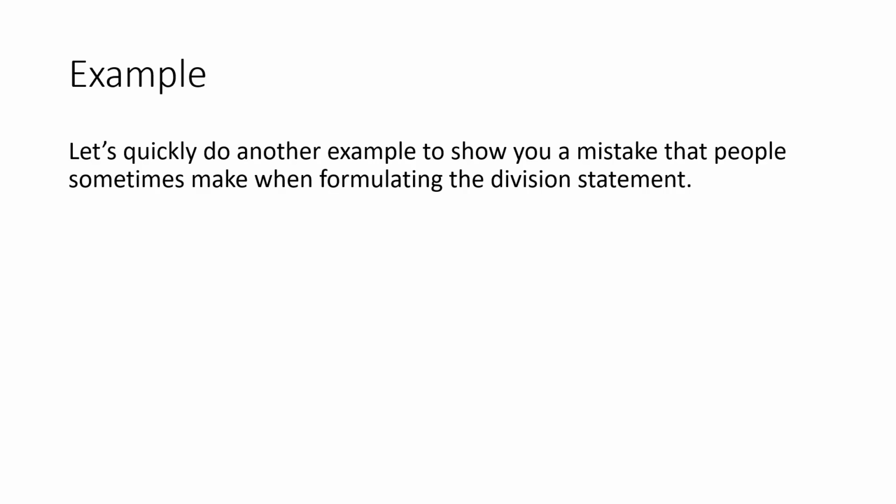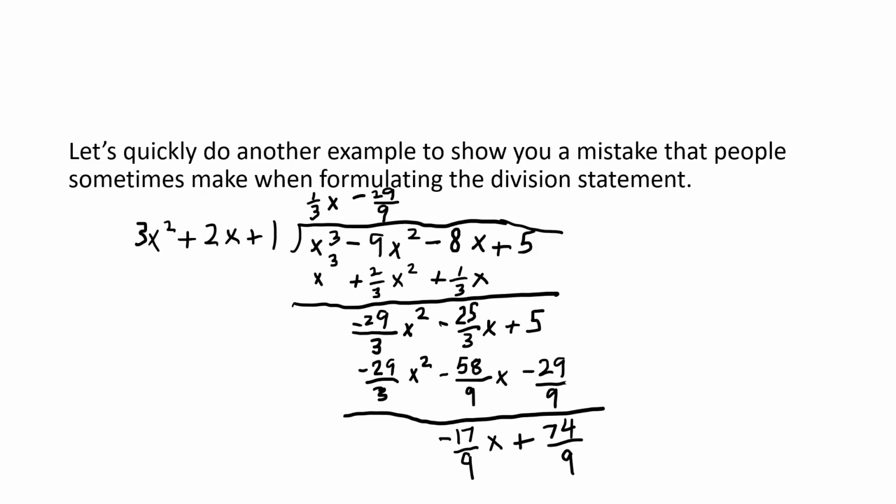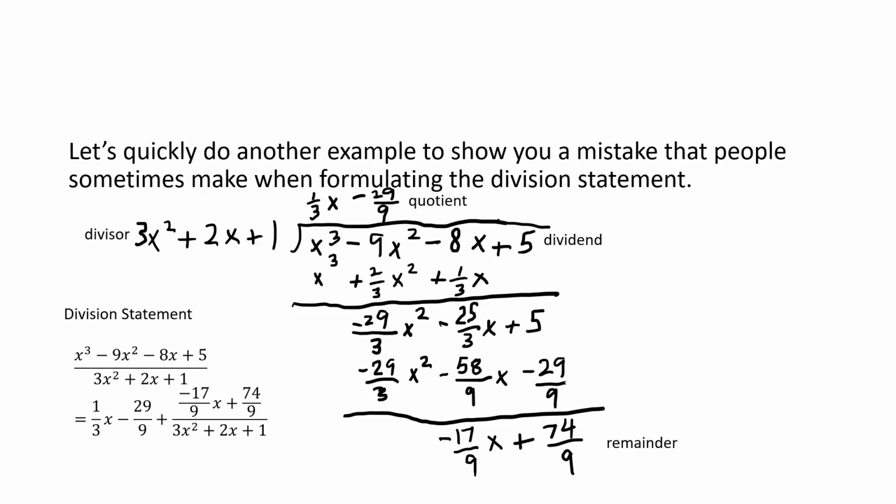Okay? And let's do another example to show you there's a mistake sometimes people make when they formulate the division statement. Suppose we wanted to do this long division. X cubed minus 9x squared minus 8x plus 5 divided by 3x squared plus 2x plus 1. Well, right here, we just did the whole thing without showing you. But you would end up following the same steps we just described earlier. And nothing special about this except we have some fractions. We have our remainder down here. We have our dividend here. We have our quotient up here and our divisor. Okay? So we follow the usual steps with our multiplication statement and our division statement.